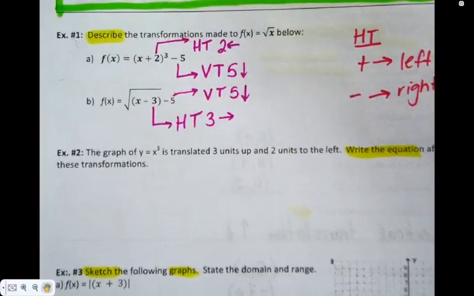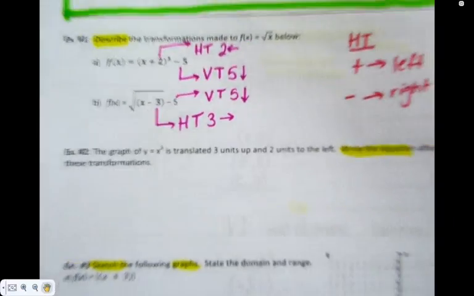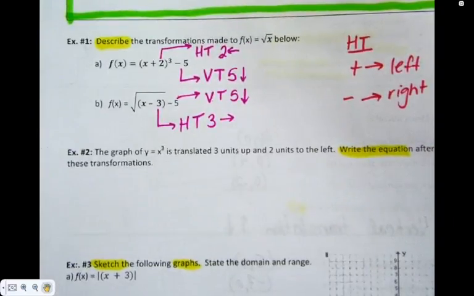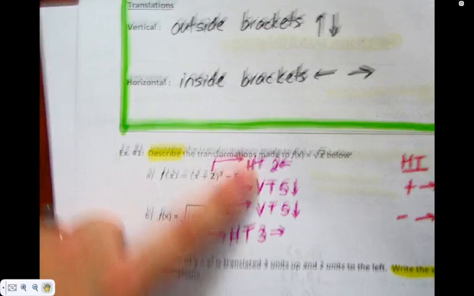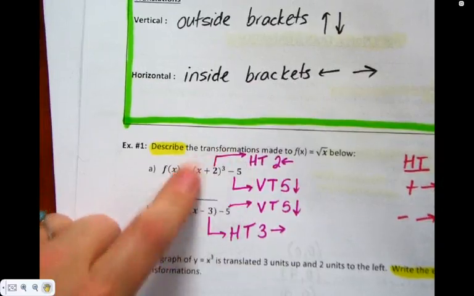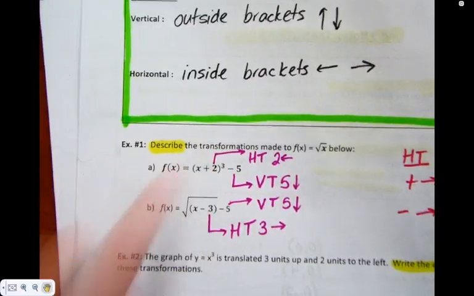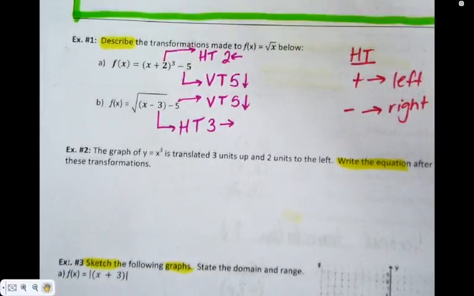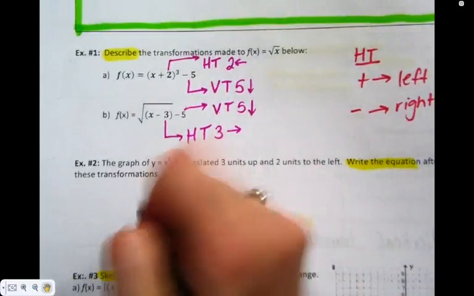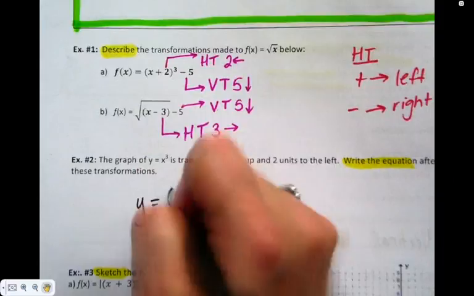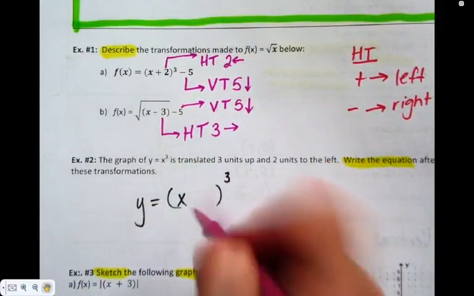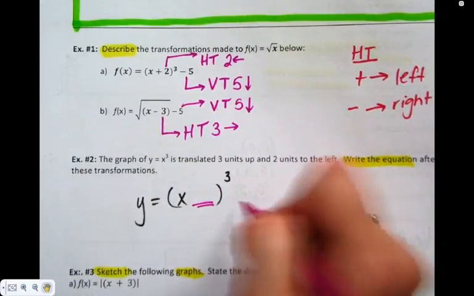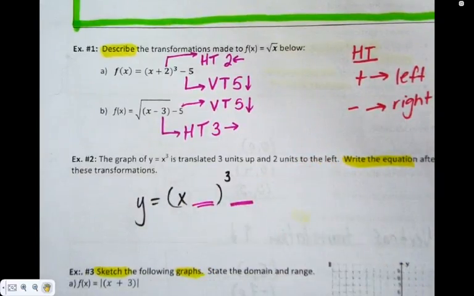The graph of y equal to x cubed is translated 3 units up and 2 units to the left. Write the equation after these transformations. What it wants you to do is write me something like this. Something like 1a, except we're going to change the numbers, and we've got to figure out where does the 3 go, where does the 2 go. So I'm going to start with the general form, which is y equals. I'm going to open some brackets and put an x and put my cubed. The question is asking what's the number that's going to go in the brackets and what's the number that's going to go outside the brackets. That's what it's really asking you to tell me: where are these numbers going to go.